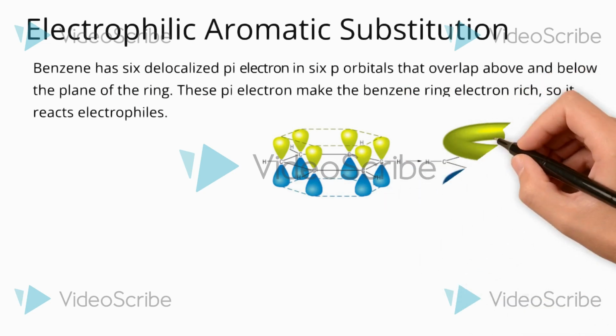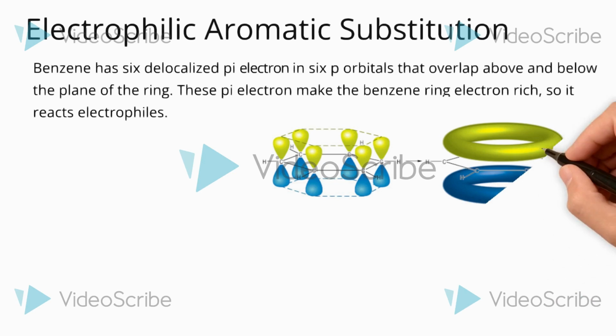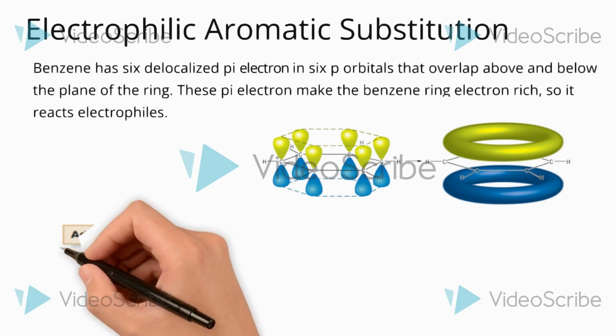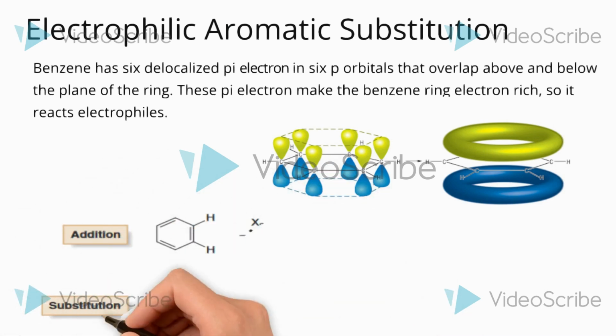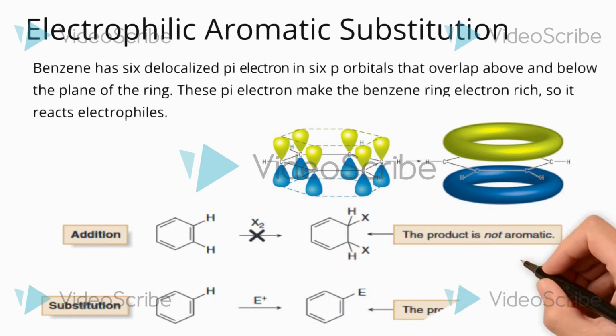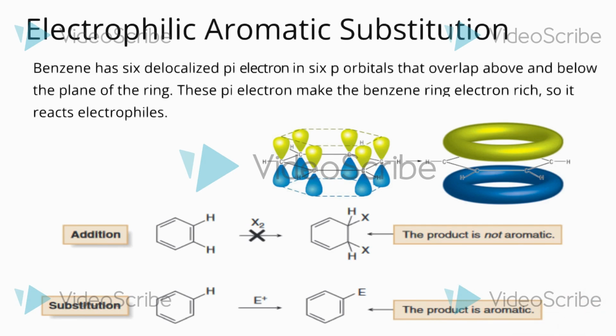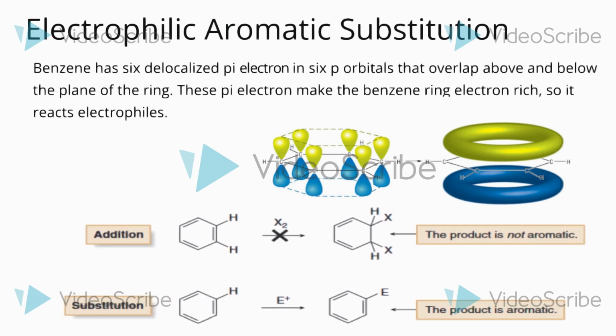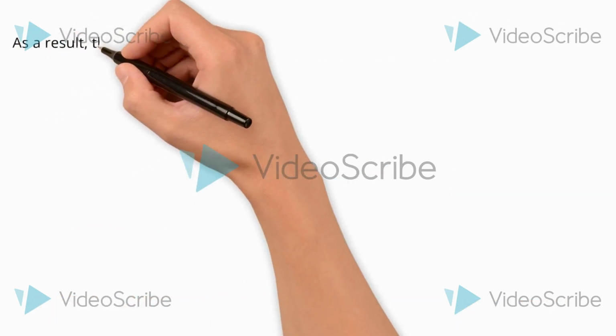So generally it will undergo reactions which keep these pi electrons in the benzene ring intact. Benzene doesn't undergo addition reactions like other alkenes, because addition would yield a product that is not aromatic, whereas substitution of hydrogen, on the other hand, keeps the aromatic ring intact.